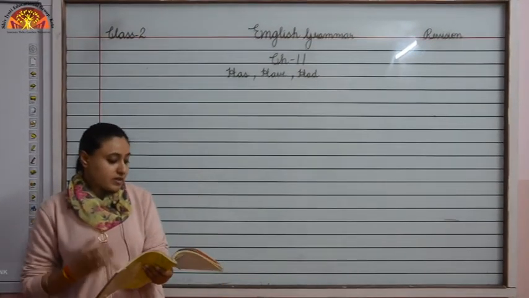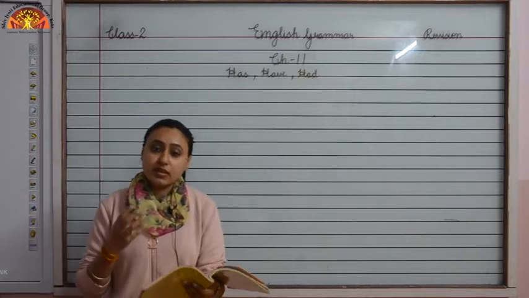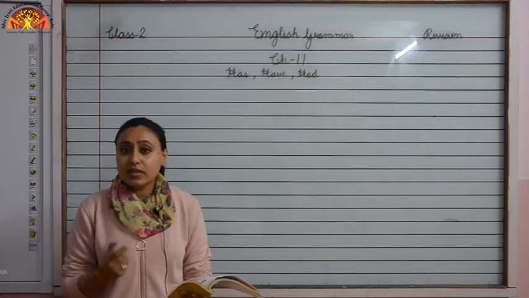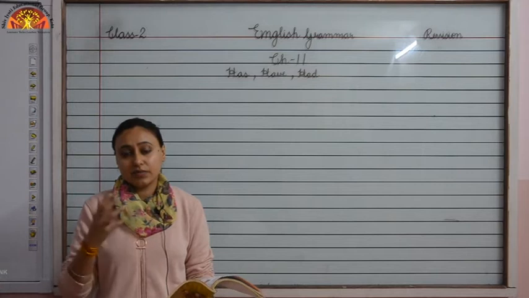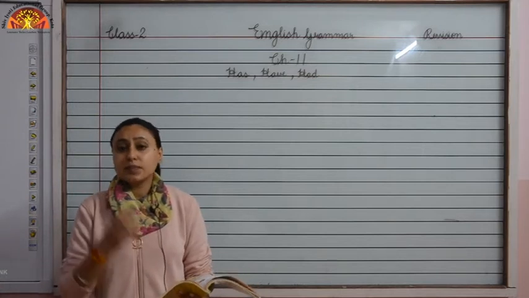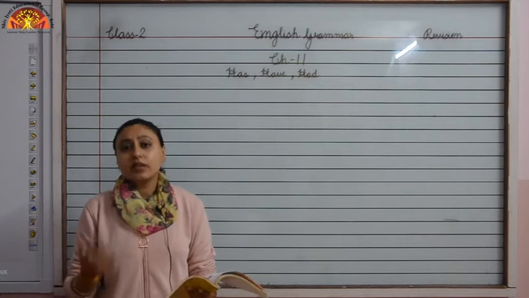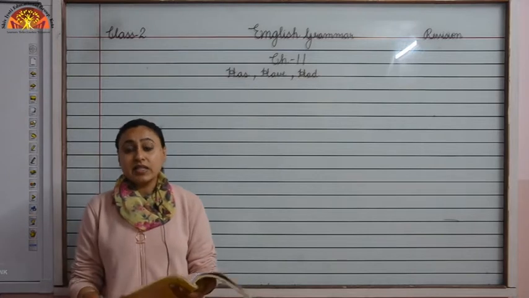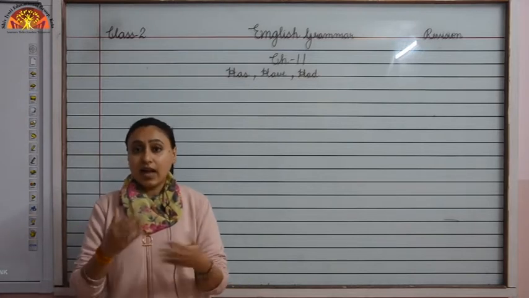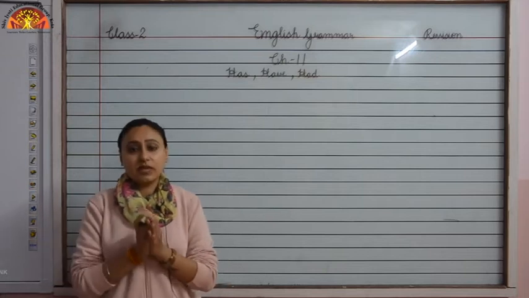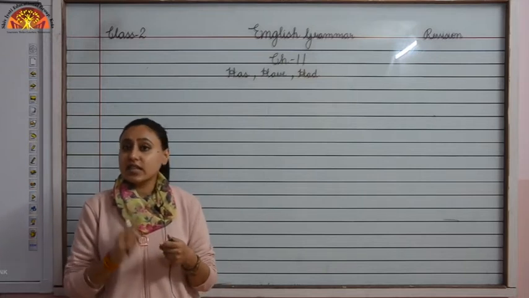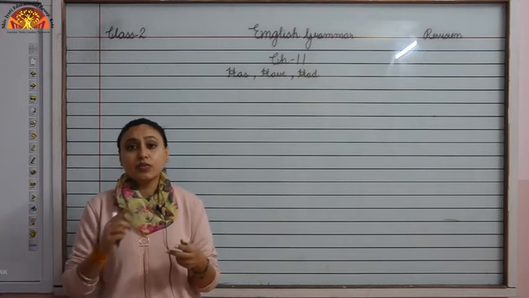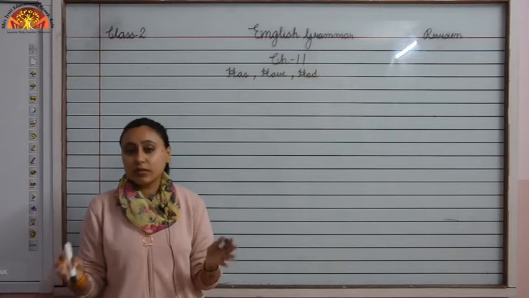Children, we use the verb has and have to show that something belongs to someone. Okay? So children, when do we use has, have? We use has, have when we have to show belongingness, that this particular thing belongs to someone. And we use has and have for present tense, means things which are going on at present time. We use has with he, she, it and all singular nouns, and we use have with I, you, we, they and all plural nouns.